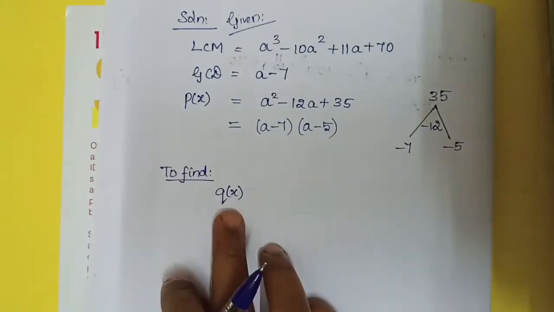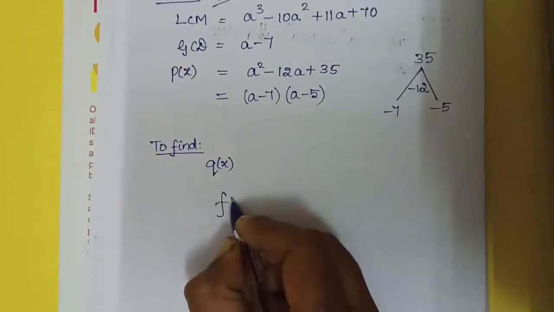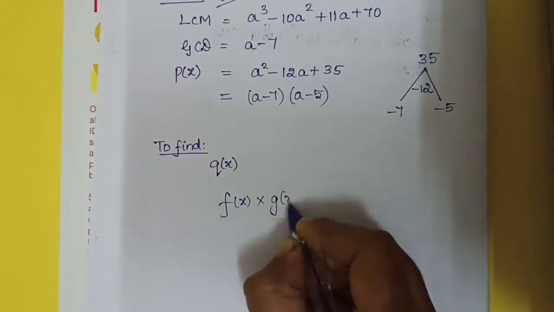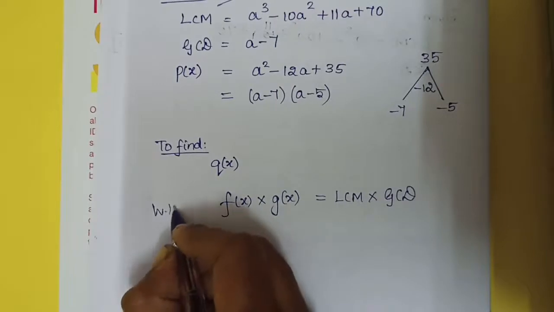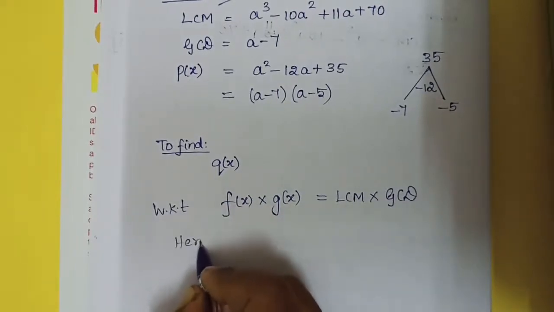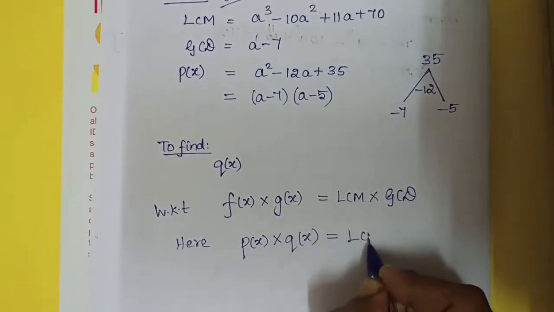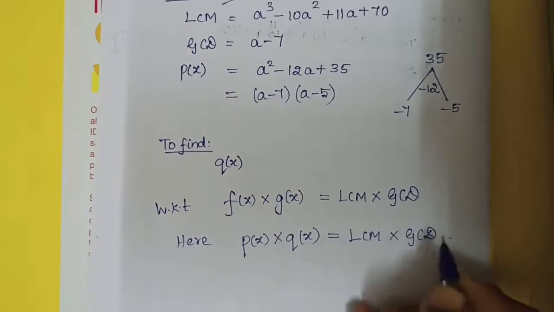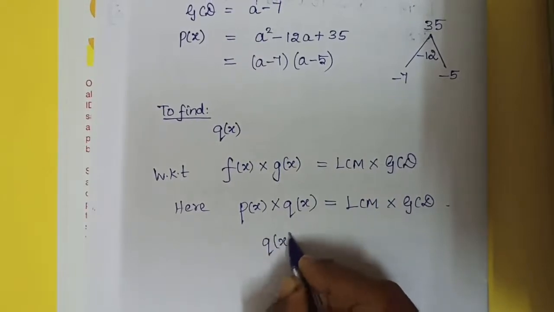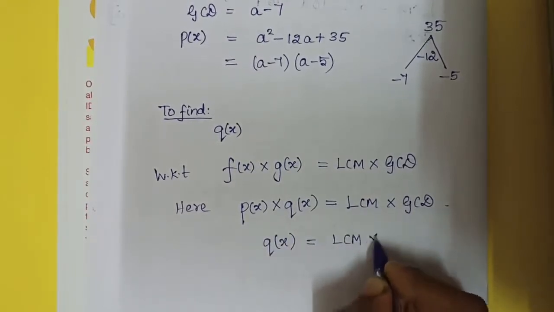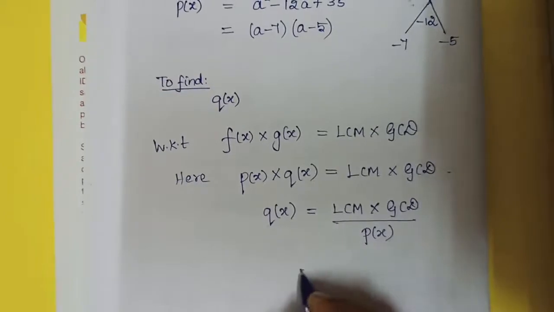We need to find the polynomial Q of x. So what is the formula we need to write? F of x into g of x equals LCM into GCD. This is the general formula. We know that. Here P of x into Q of x equals LCM into GCD. So here we need Q of x only. Let it be this side. So Q of x equals LCM into GCD divided by P of x.